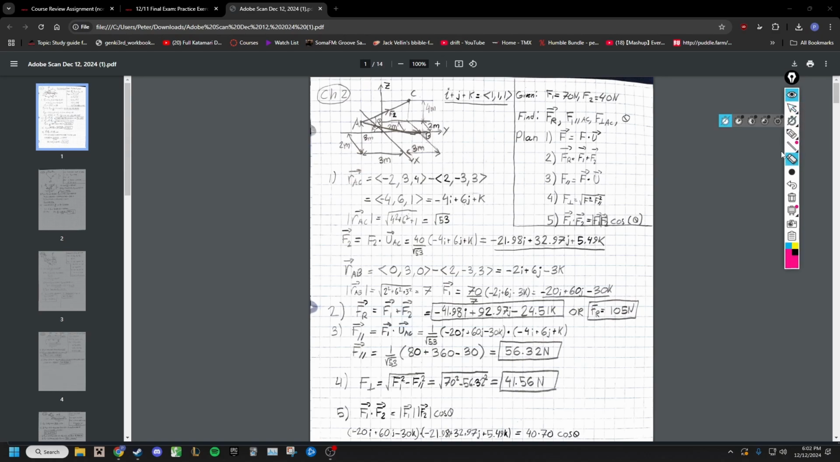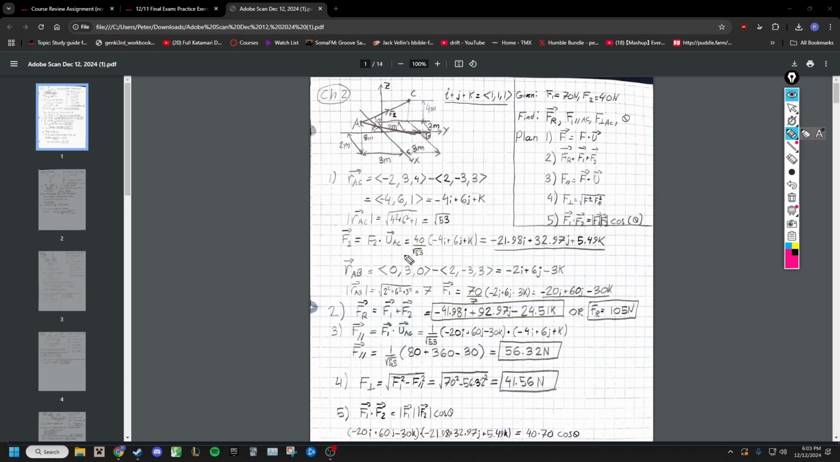So just to follow through my calculations, I first put each force into vector form. I first have to find the unit vector. So for vector F2, we find the vector between AC, and we do that by taking the coordinates of C and subtracting the coordinates of A, and that will give us the vector. And this is what I'm doing right here, and we find that the vector will be negative 4i plus 6j plus k. And then to unitize it, we have to divide it by its magnitude.